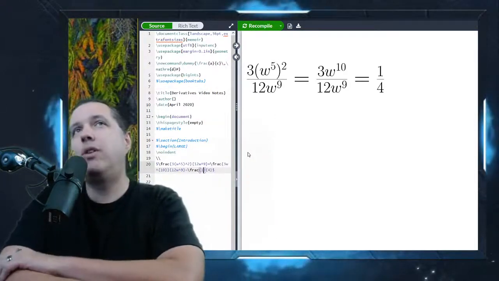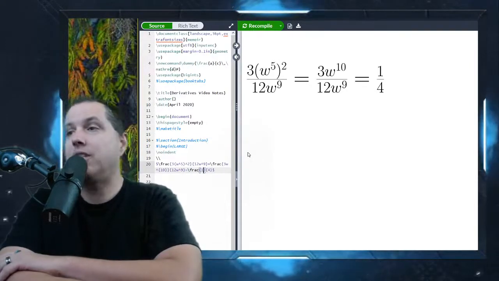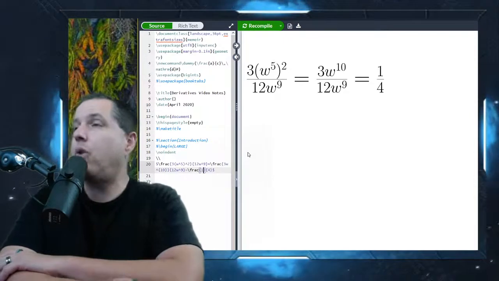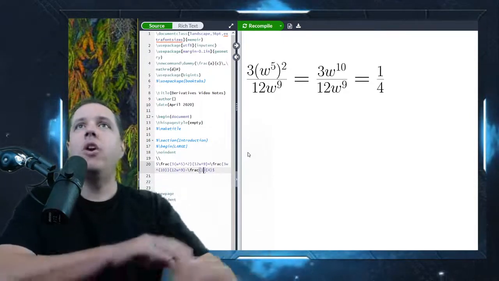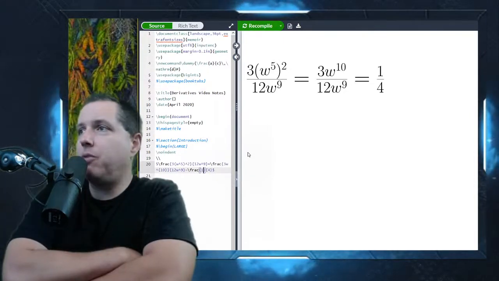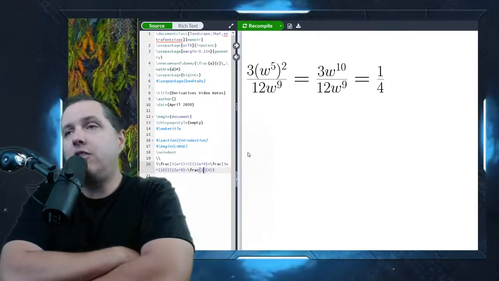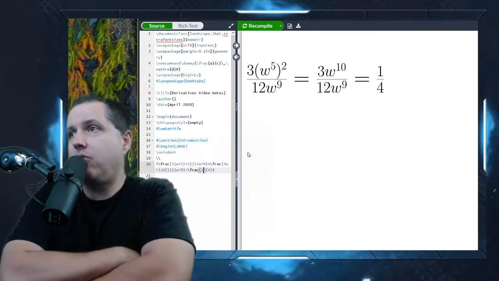Since if you're watching this, you may not know what's going to happen in 2 steps or 3 steps from now. So you just put the 1 there and go, okay. All right, now I have w to the 10th over w to the 9th. So remember, our exponent rule says I should subtract those exponents.